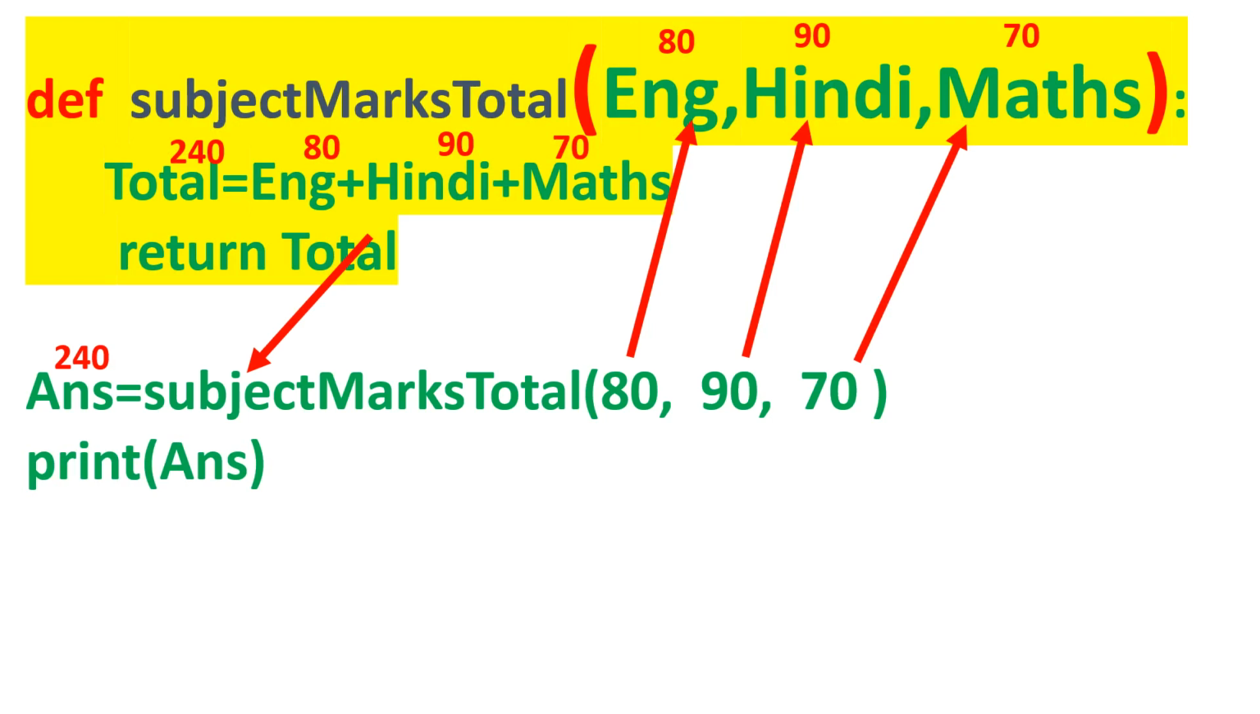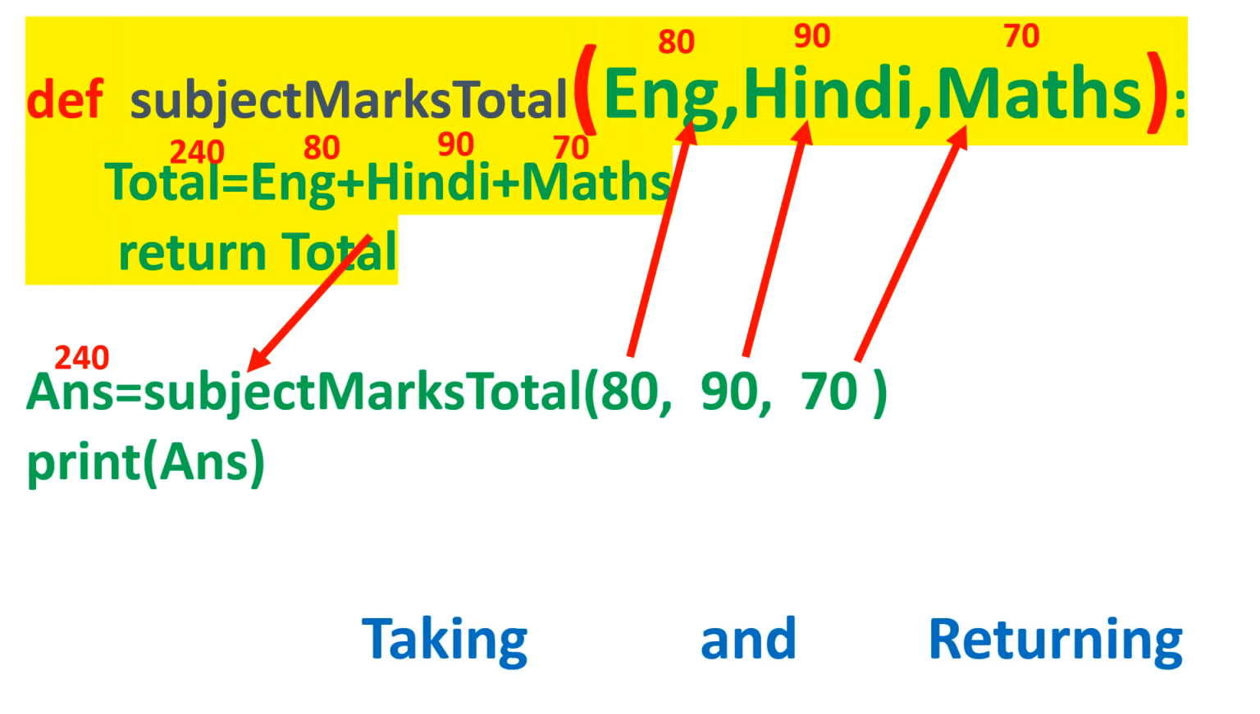So here this yellow highlighted portion is a function with arguments and it is returning a single value. Every function can return a single value. This function is taking three values and returning a single answer. This function needs three values for processing its task. So here this function is taking three values and returning one value.